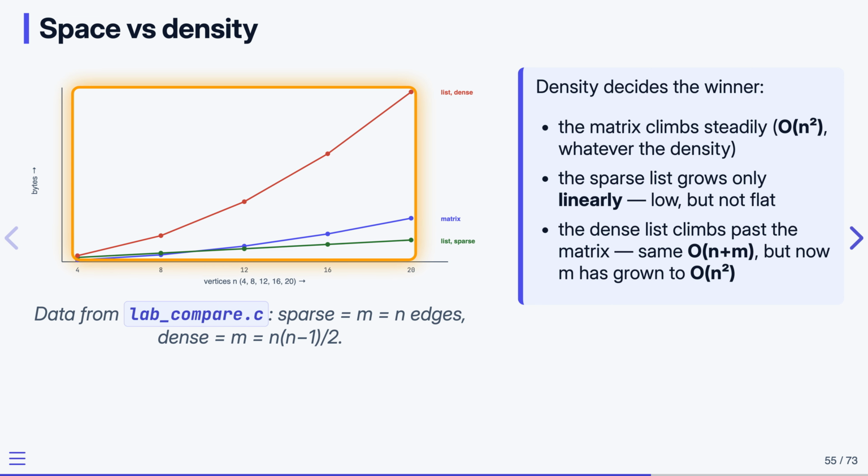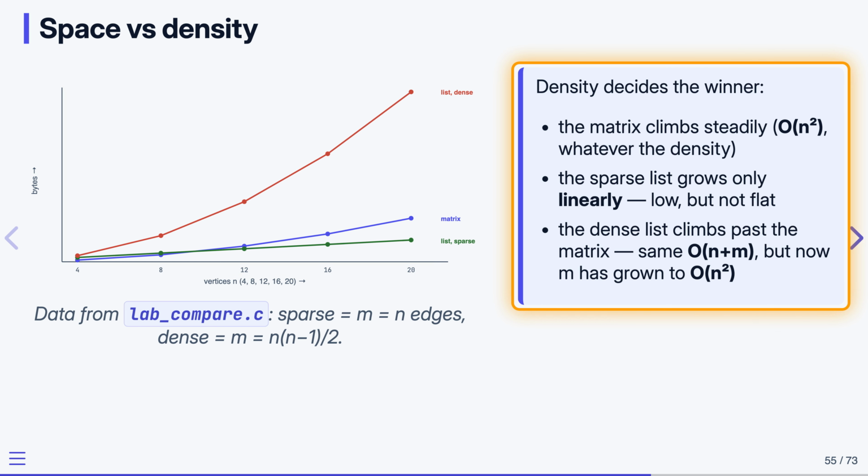The red line is a dense list, where almost every pair of vertices is connected. It climbs right past the matrix. So density decides the winner. The matrix cost never changes. The list is cheap when sparse, but expensive when dense, because then m itself grows to big O of n squared.